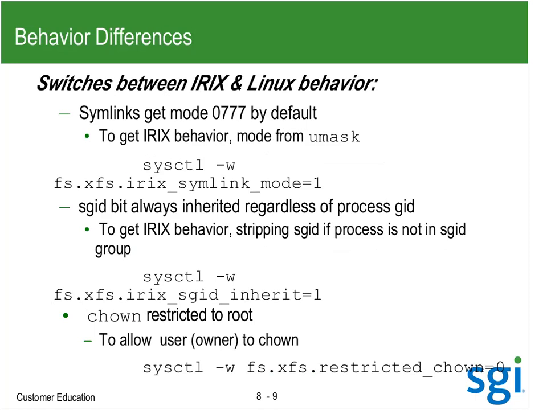There are a couple of sysctl parameters that impact XFS. I don't really care about them. But in IRIX, when you actually created a file, the mode came from umask in IRIX. There's also this SGI dbit inherited regardless of the process group ID. And then chown, to allow users to chown away from themselves.